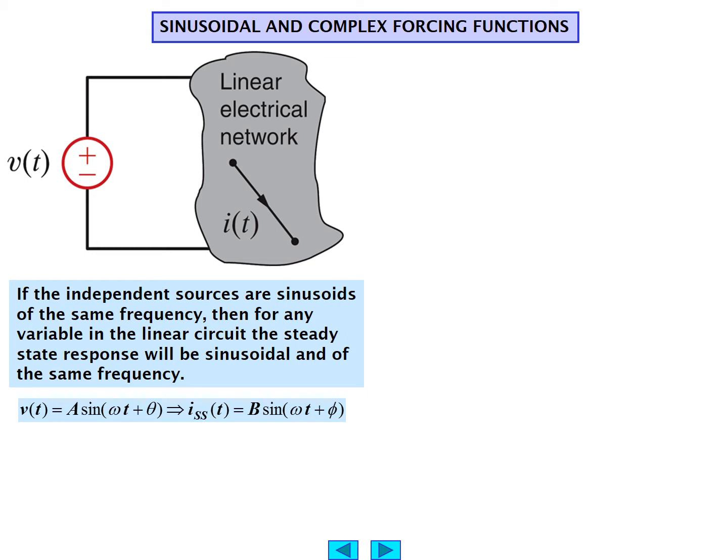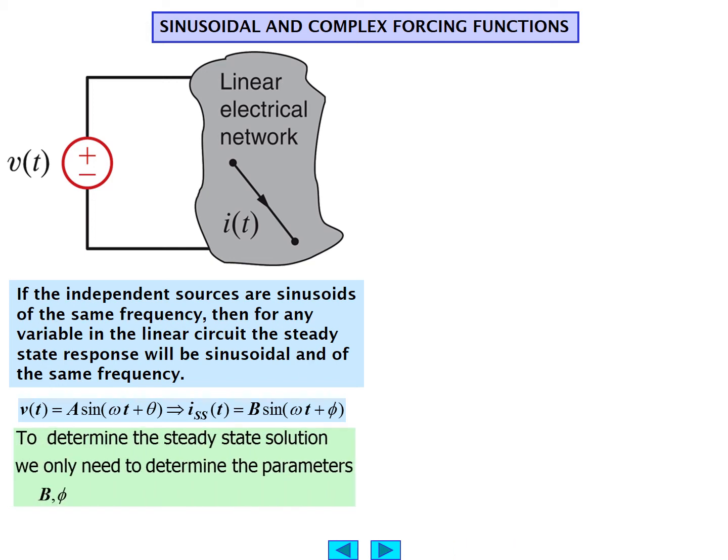If the independent sources are sinusoids of the same frequency, then for any variable in the linear circuit, the steady state response will be sinusoidal and of the same frequency. So frequency certainly will not change in a linear network. So for example, if V of t is equal to A sine omega t plus theta, then if we're interested in the current somewhere in the network, it would be some amplitude B times sine omega t plus some other phase angle phi. But certainly omega remains the same. To determine the steady state solution, we only need to determine two parameters, the amplitude B and the phase angle phi.